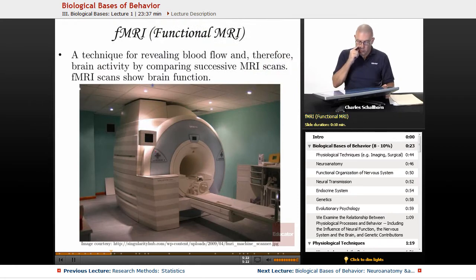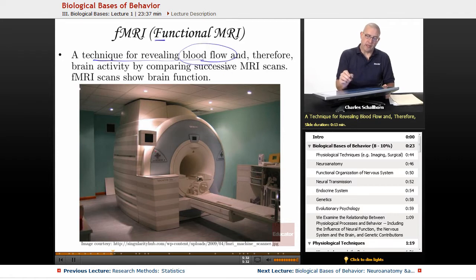This is a picture of a functional MRI machine. And what it does is it's like an MRI, but it's functional, which is to say it's a technique for revealing blood flow and therefore brain activity by comparing successive MRI scans. And so this actually shows brain function, not just structure, but function.